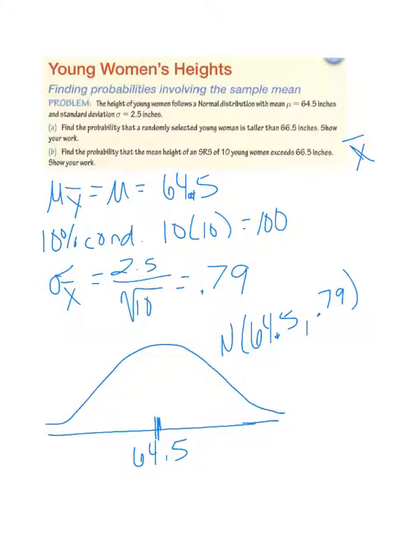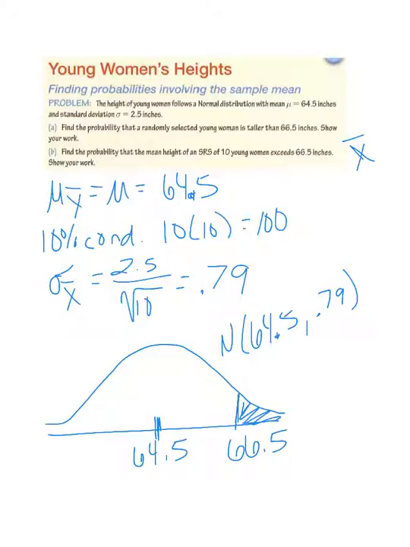I want to know the likelihood that a sample of 10 women has a mean of 66.5 or higher. Well, this time that 66.5 is going to be way over here, because my standard deviation is much smaller this time. So I can show my work again.